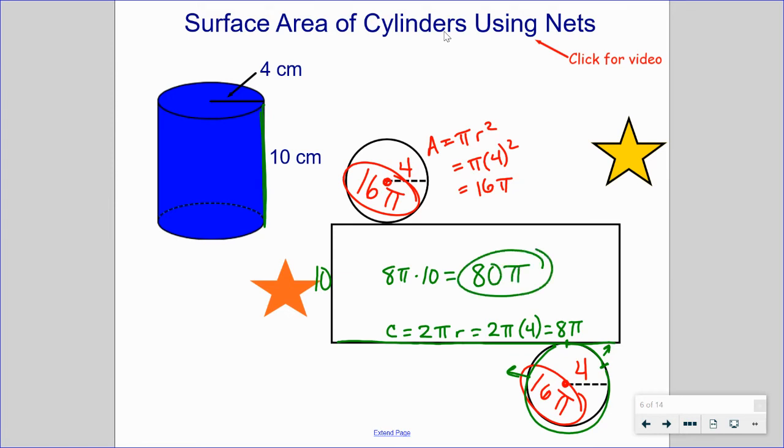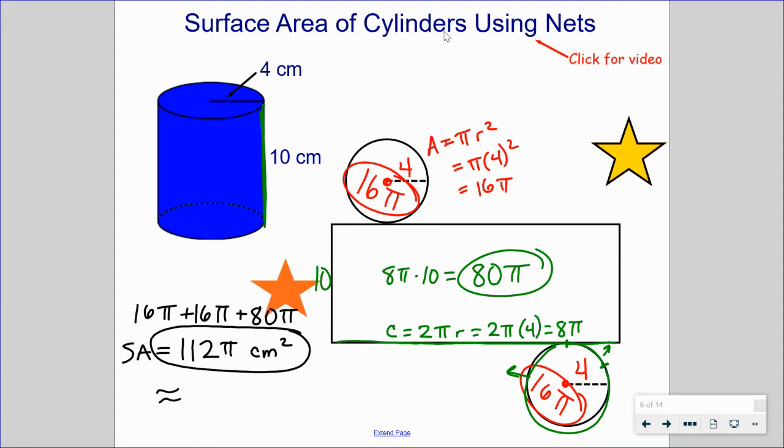Now let's go ahead and add everything up. 16 pi, another 16 pi, and of course an 80 pi gives us a surface area of precisely 112 times pi square centimeters. And if you want to go to the nearest hundredths place, naturally 100 times 3 is about 300. It's going to be a little larger. In this case, it's going to be 351.86 square centimeters.